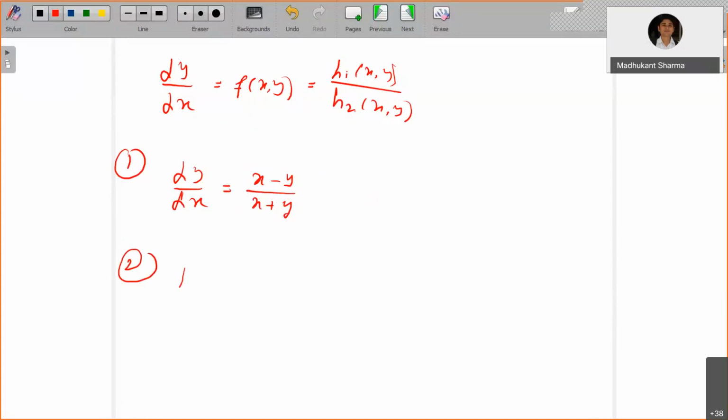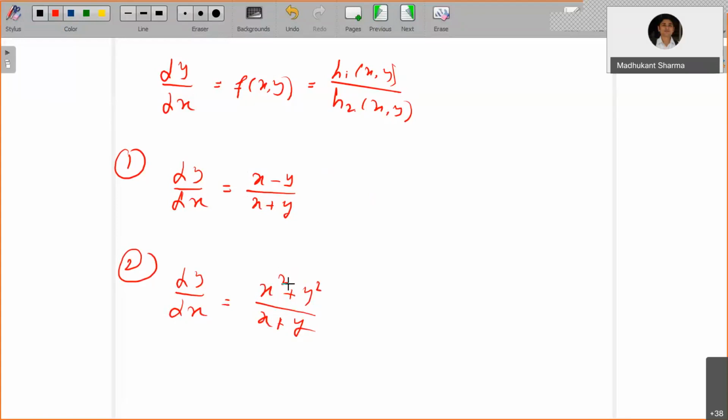For the second example, let's say dy by dx equals x square plus y square divided by x plus y. The numerator is homogeneous of degree 2, the denominator is homogeneous of degree 1. So 2 minus 1, in totality it is going to be of degree 1. So it is not a homogeneous differential equation. This will not fall into this category.